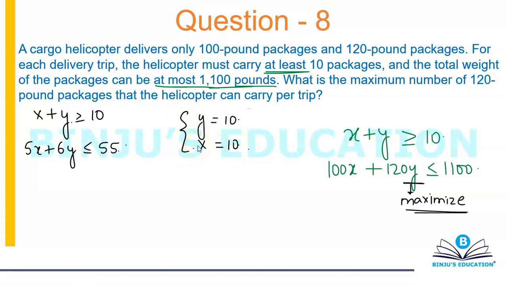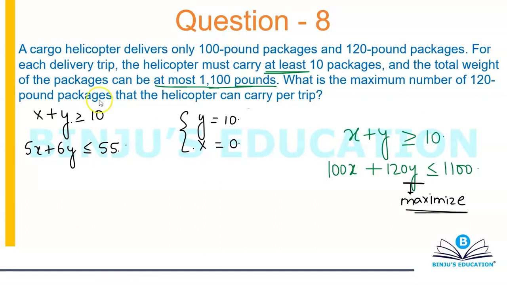If I'm going to take y to be 10, because x plus y, the minimum value is 10. So if I take y to be 10 and x to be 0, and plug this in the second equation, I'm going to get 5 into 0 plus 6 into 10, which is 60. That is not less than 55, and that's not possible. So this won't work.